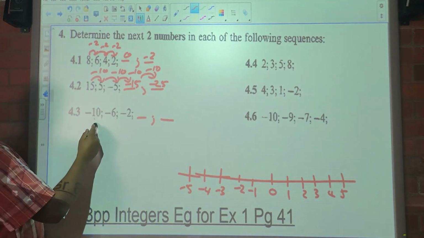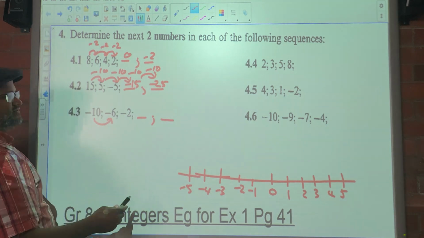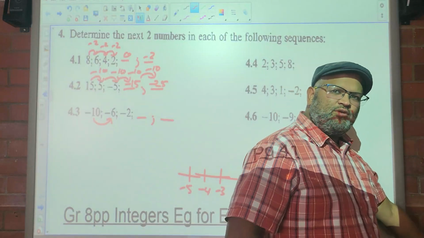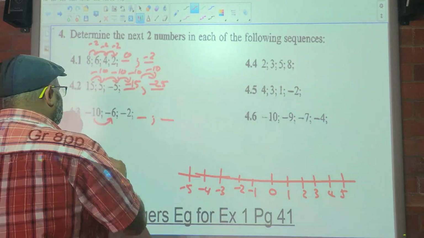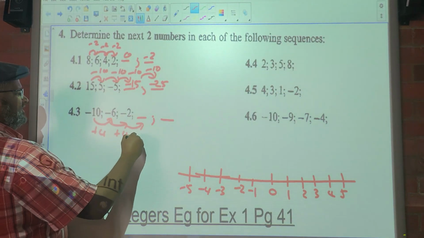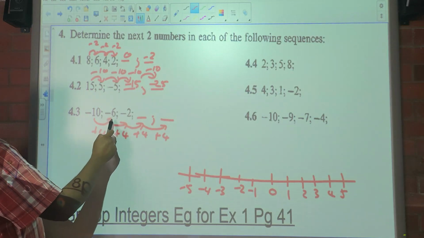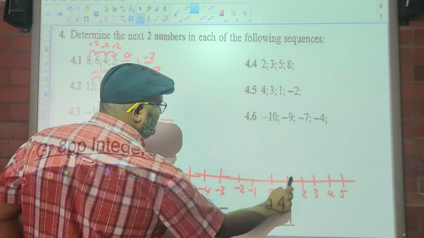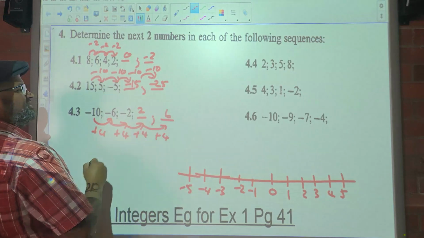Next one, how do we move from negative 10 to negative 6? We're adding 4, not so? So we add 4 again. So negative 6 plus 4 is negative 2. Negative 2 plus 4? 1, 2, 3, 4. Negative 2 plus 4 is 2. And 2 plus 4 is?